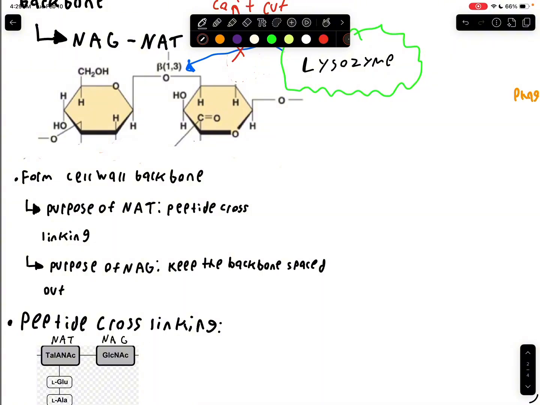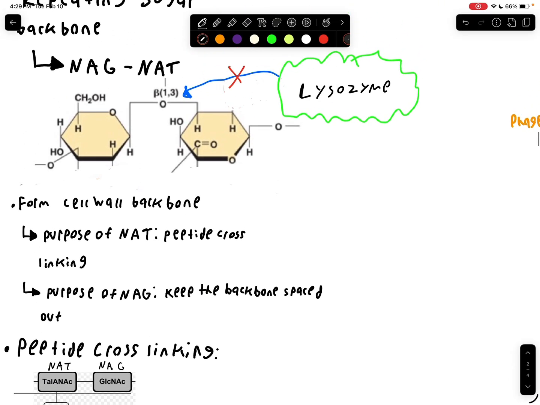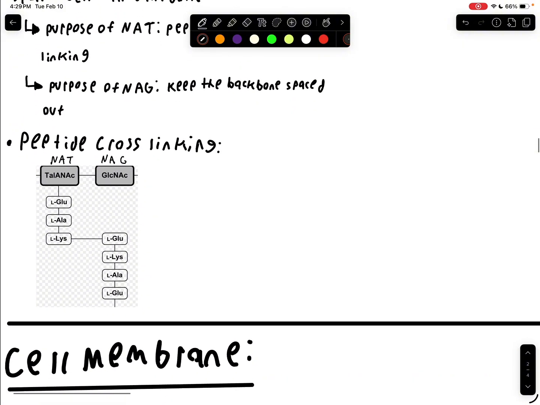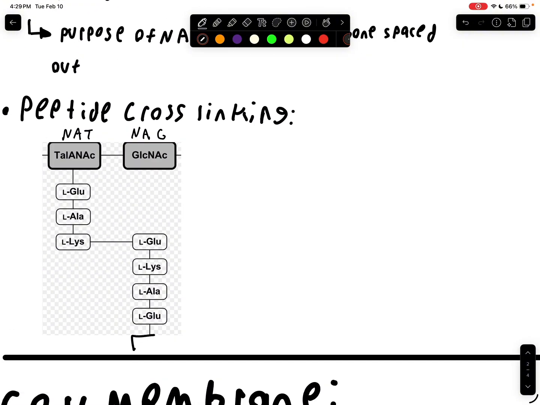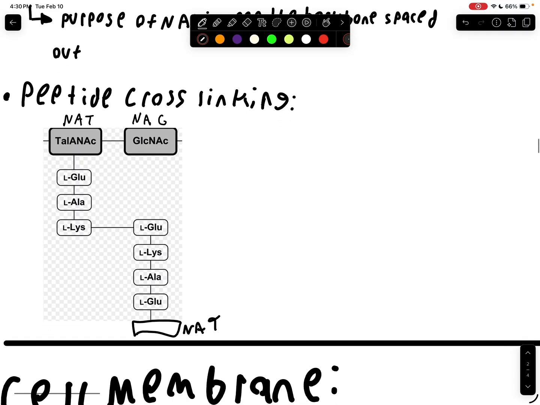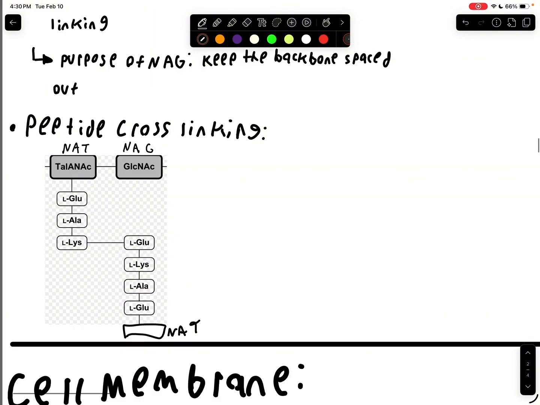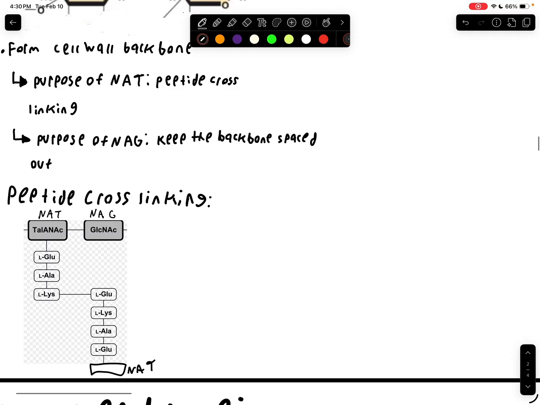So it's the same as before, except now it's a slightly different sugar. Same idea, you have this peptide cross-linking between NAT and the NAT down here of the second layer. What you see is that they are bound together. There's no 5-glycine bridge or anything, so it's different than in the bacterial cells.